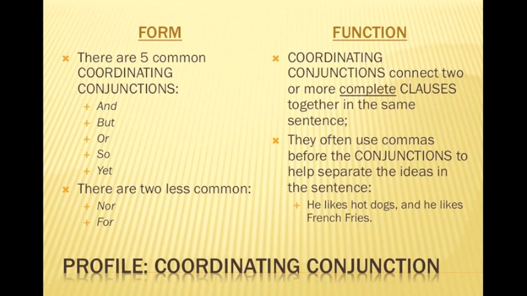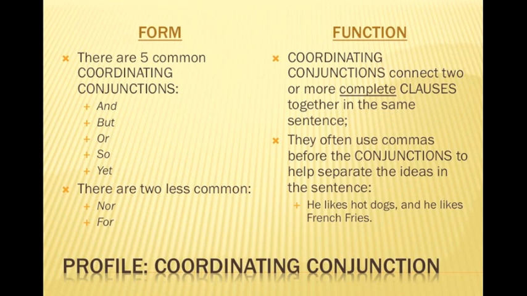So now let's build a profile of a coordinating conjunction, since this is a new idea for us. On the left side, we talk about the form of these conjunctions. And generally there are 5 common ones, and perhaps you've seen them before. Words such as and, but, or, so, or yet. And then there are 2 that are probably less common for you: nor and for.